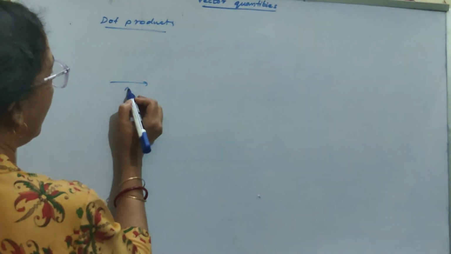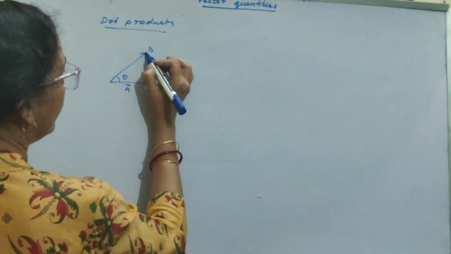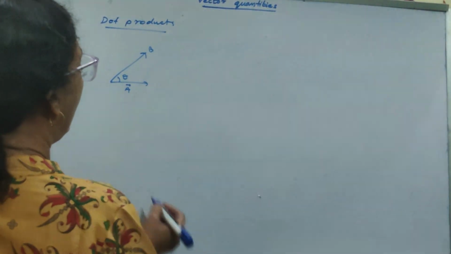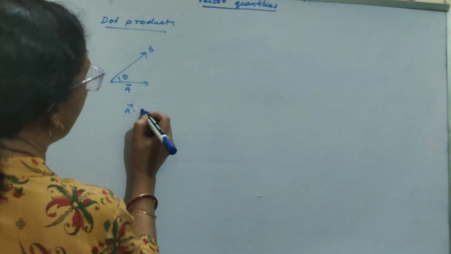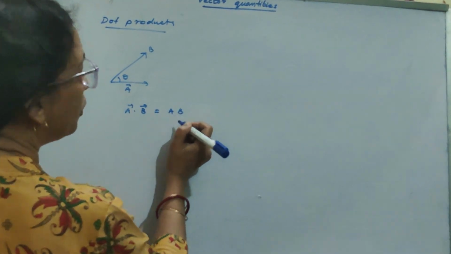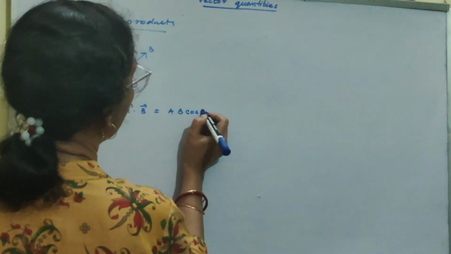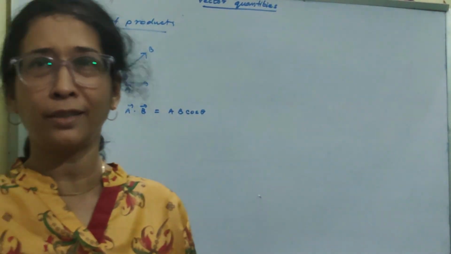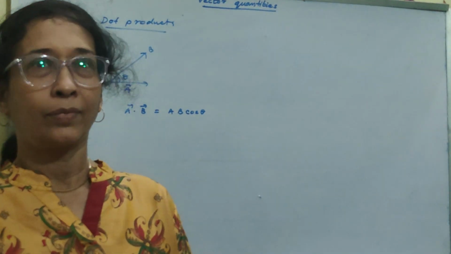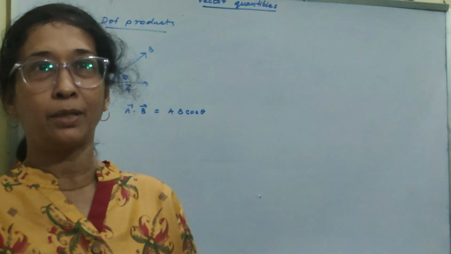suppose we have two vectors A and B, making an angle theta with each other. Okay? The dot product of A and B is given by the magnitude of A multiplied by the magnitude of B into cos of the angle between them. Do you remember doing work in class 10, 9? Yes. What were we using? We were using force and displacement.